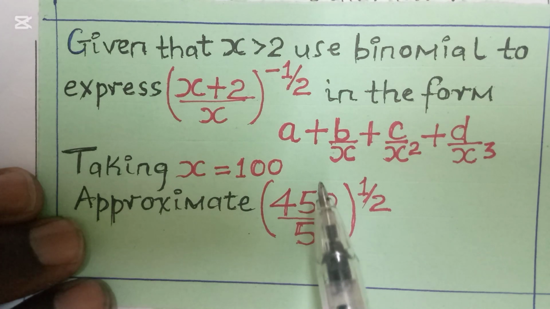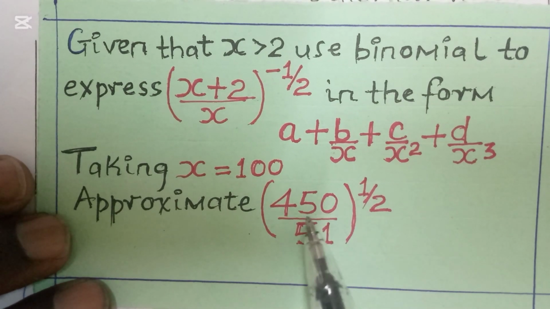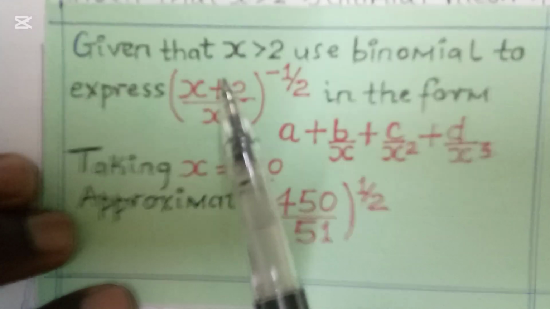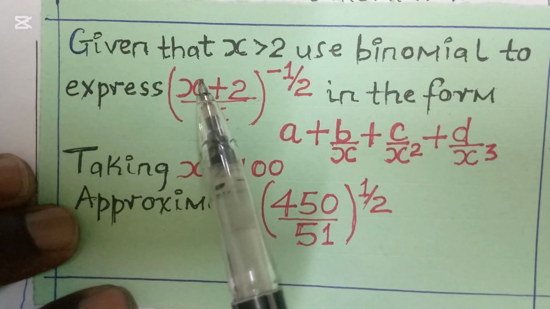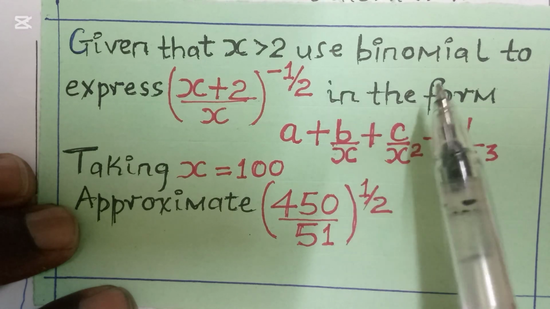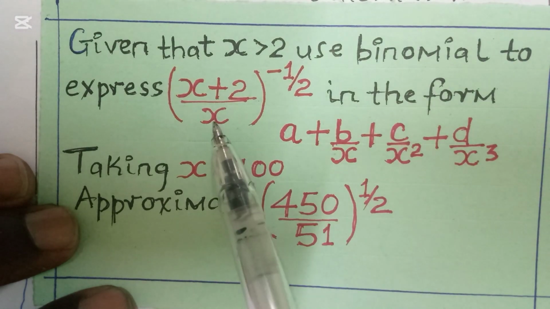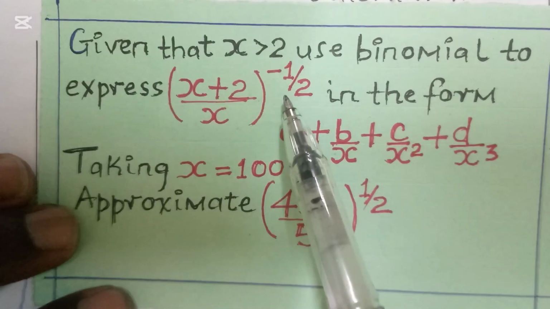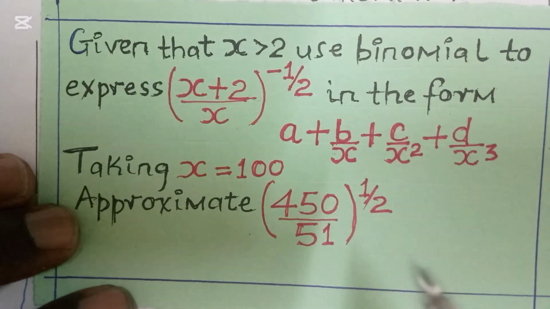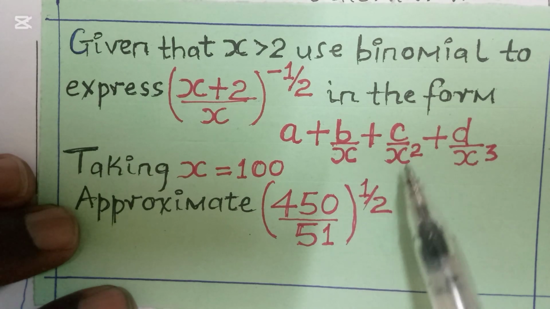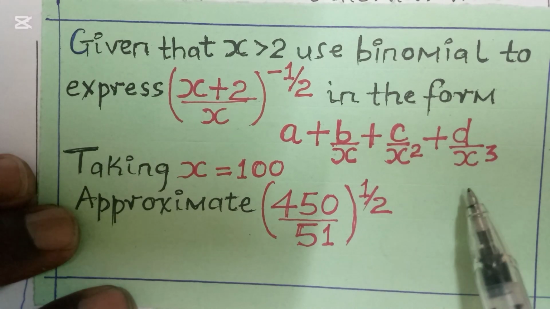Guys, let's do this problem and see what we can do about it. First, I read the question. Given that x is greater than 2, use binomial to express (x plus 2 over x) all that into bracket raised to negative a half, in the form a plus b over x plus c over x squared plus d over x cubed.